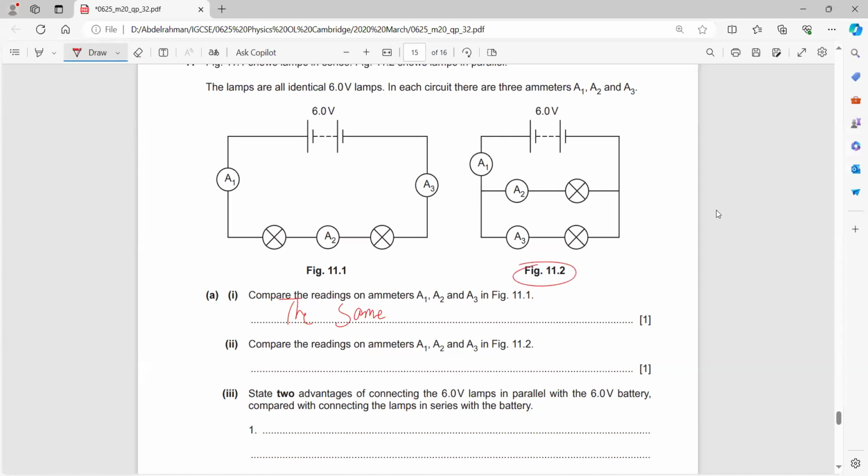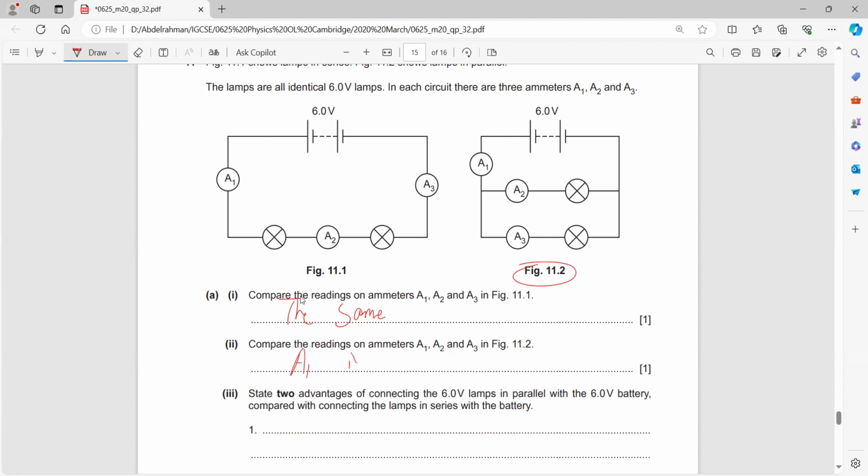In 11.2, A1 is shared, so it will be less than the least of A2 and A3. Or after A1, it will share to A2 and A3. Which one is the greatest? A1.